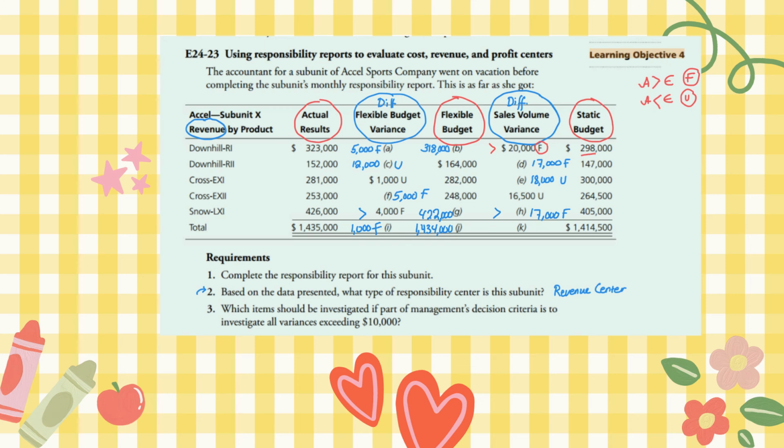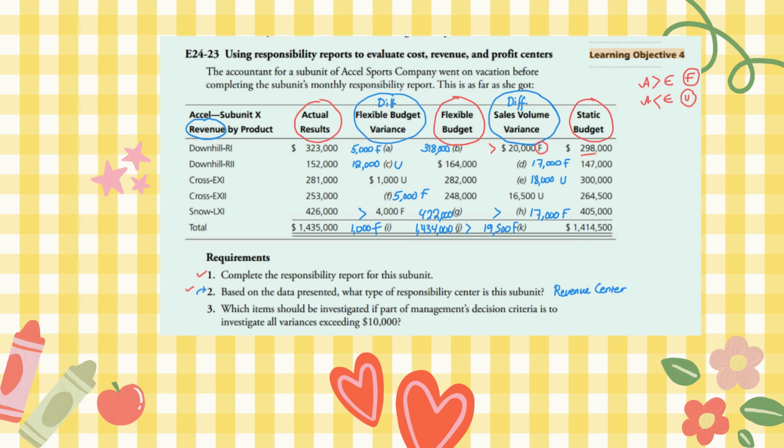Now for K, I expected to get 1,414,500, but I got 1,434. So the difference is 19,500. 1,434 is greater, so it's going to be favorable variance. So we are done with requirement 1 and requirement 2.